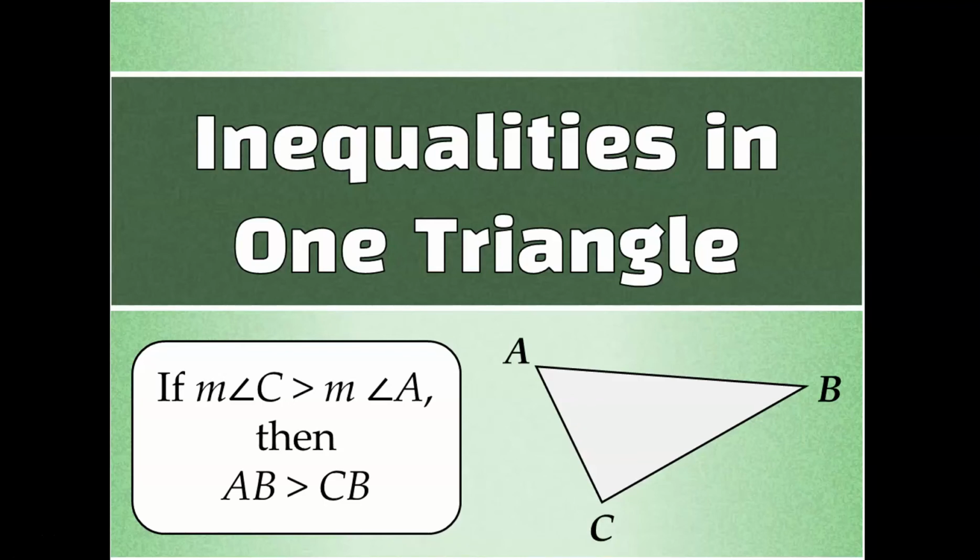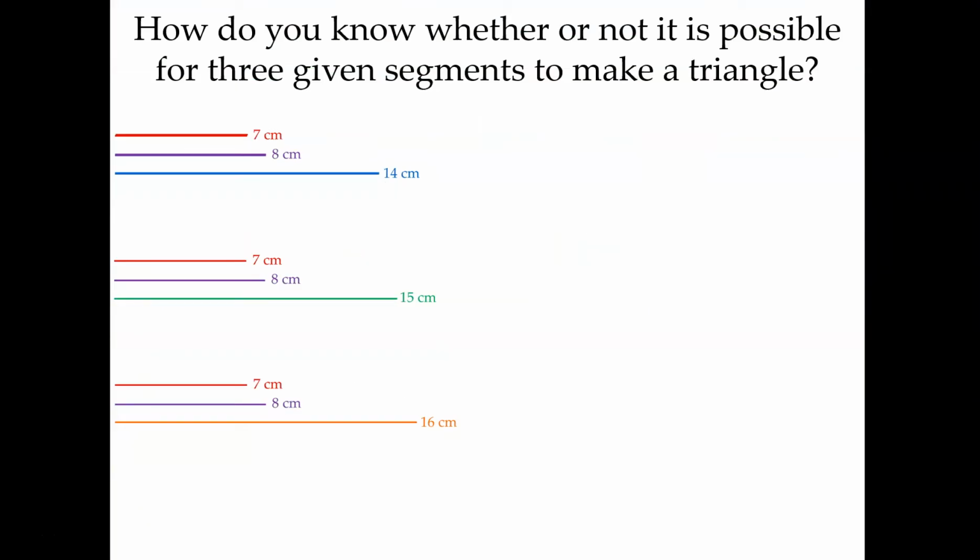Let's talk about how we can compare the side lengths and angle measures in a triangle. First, I'd like you to consider this question. How do you know whether or not it's possible for any three given segments to create a triangle? Will all segments make a triangle? Or will only certain ones make a triangle?